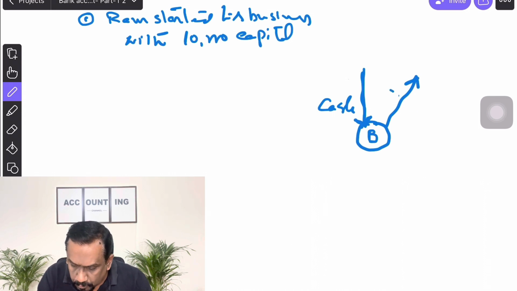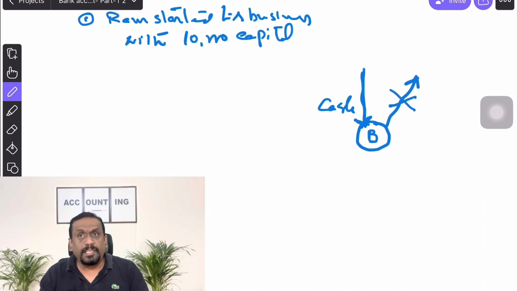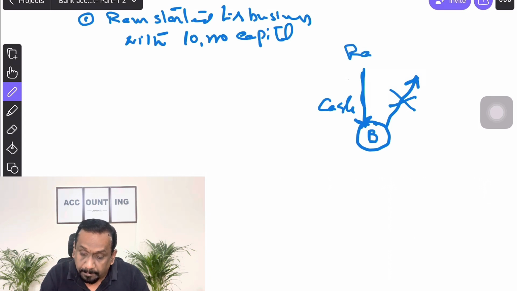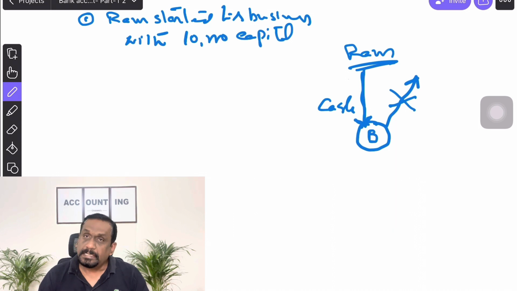Nothing goes out. So this is not applicable. If nothing goes out, next question. Who is the giver of the cash? What question you need to ask yourself? Who is the giver of this cash to the business? Who is the giver? Ram. Ram is the giver of this cash. Right? Now, cash comes under what type of account?